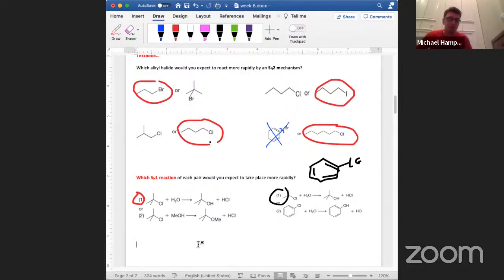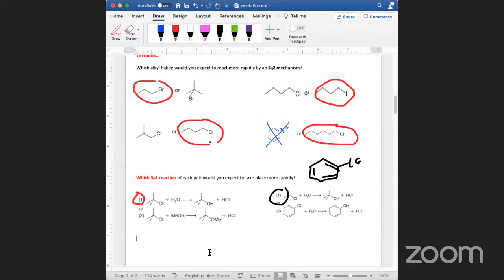And both solvents are neutral. Yes, water is better. So both are protic. Both are polar and both are protic. It's just a matter of which one's more polar. That's all. And water is more polar than methanol. That's all. All right.